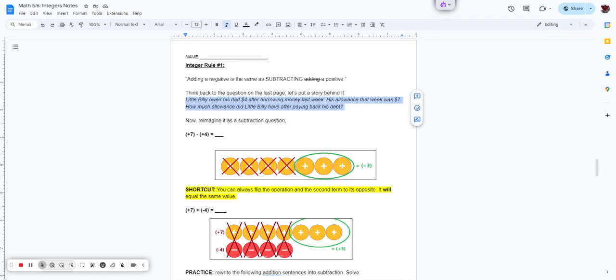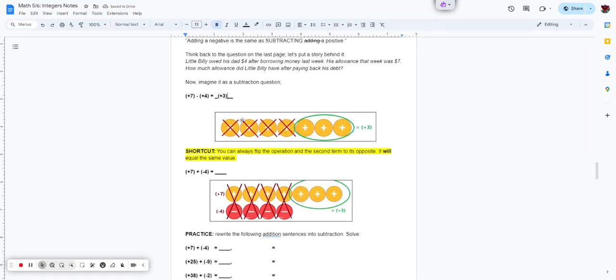Little Billy owed his dad $4 after borrowing money last week. His allowance that week was $7. How much allowance did little Billy have after paying back his debt? We're going to imagine this as a subtraction question. Here's a $7 allowance. That's positive because he's gaining that $7. And now he's subtracting, he's losing $4 because he owed his dad. 7 take away 4, of course, is positive 3. We've been doing that since grade 1. 7 take away 4. Easy.